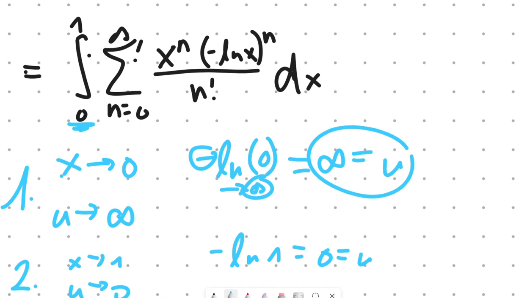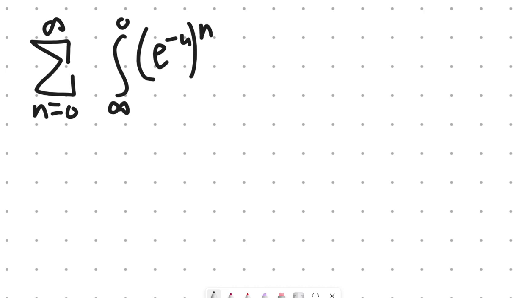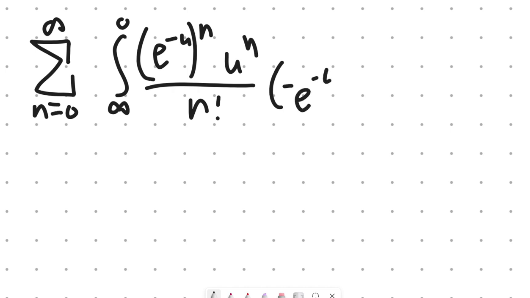And since we have this uniform convergence theorem, I'm going to prove it in another video, we can flip the order of integration and summation signs, which will lead us to expressing an integral and summation formula like this. Summation from n goes from 0 to infinity of the integral from infinity to 0 of e to the negative u to the n times u to the n over n factorial times negative e to the negative u du.